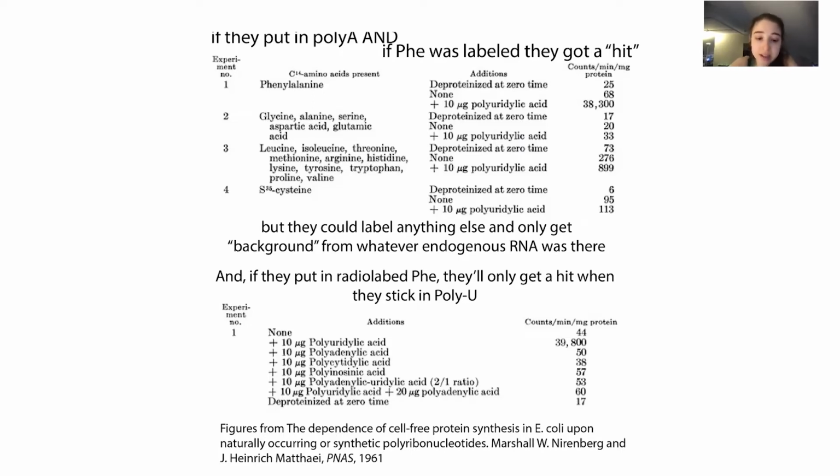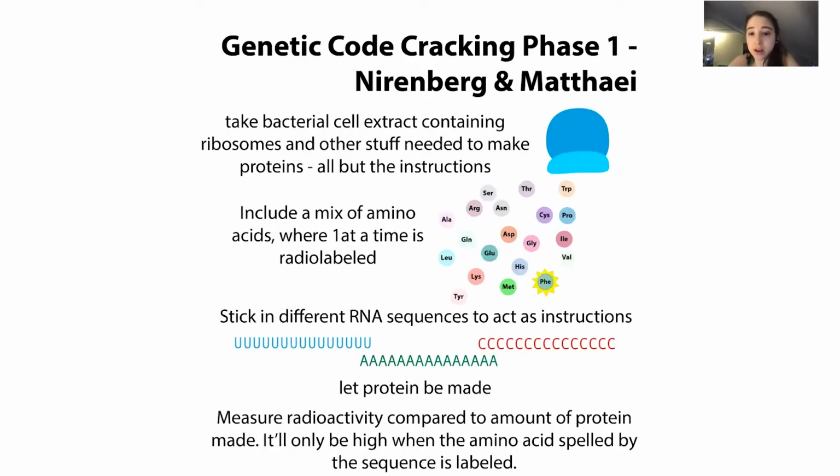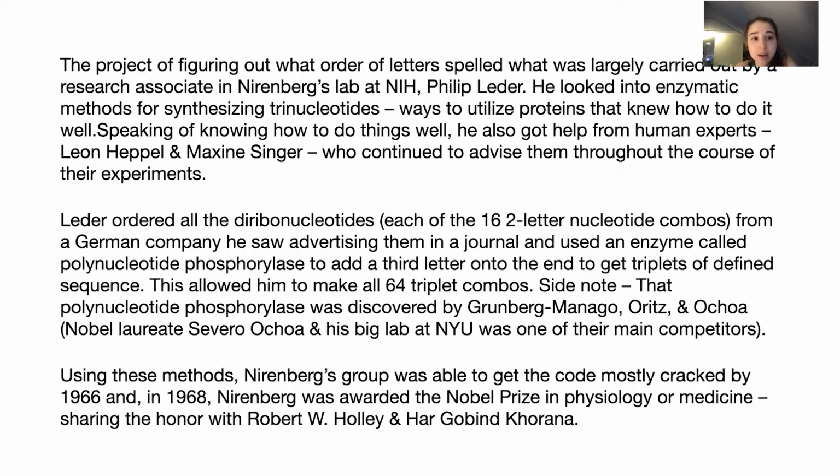Like poly C and poly U. They didn't do poly G because it made these weird knots and that sort of thing. So they could figure out 3 letters, but what about all the rest? And so now we need to do some thinking.